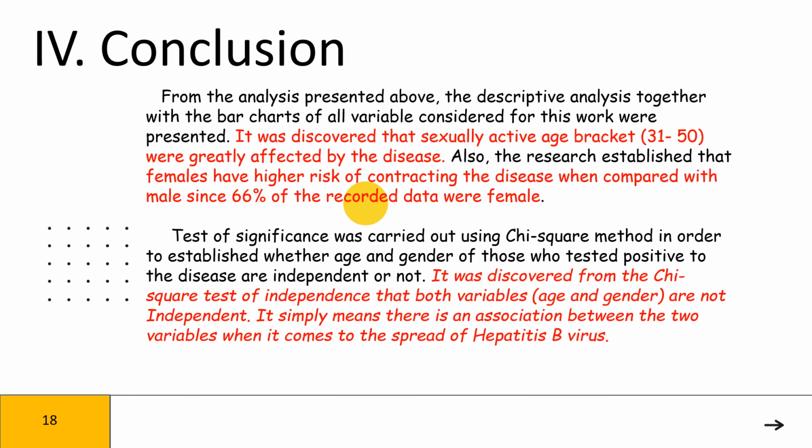And at the end, we discovered, and we also know, that the chi-square test for independence proves that both variables, age and gender, are not independent. It simply means there is an association between the two variables when it comes to the spread of the hepatitis B virus.